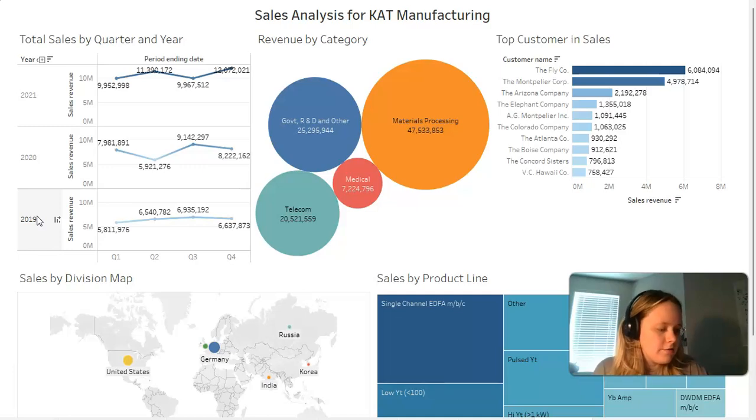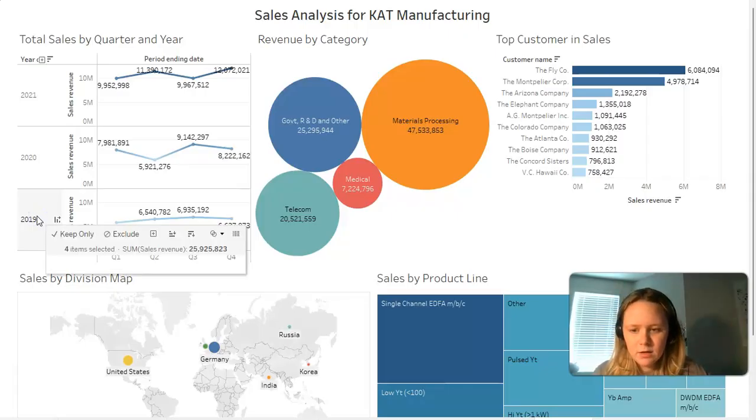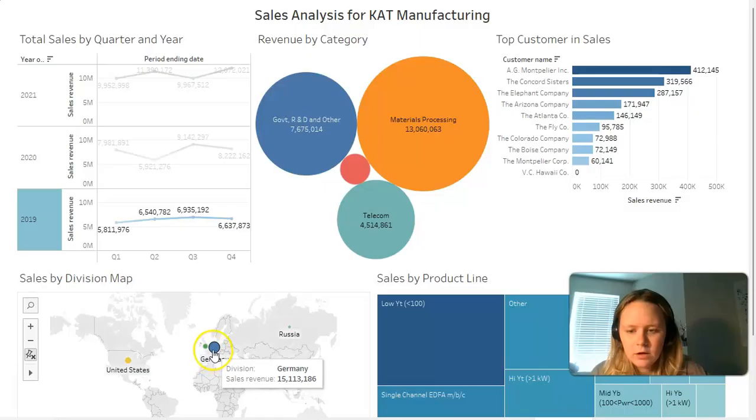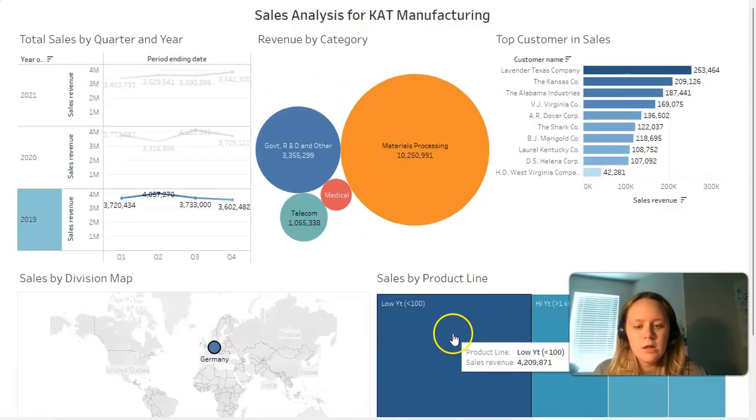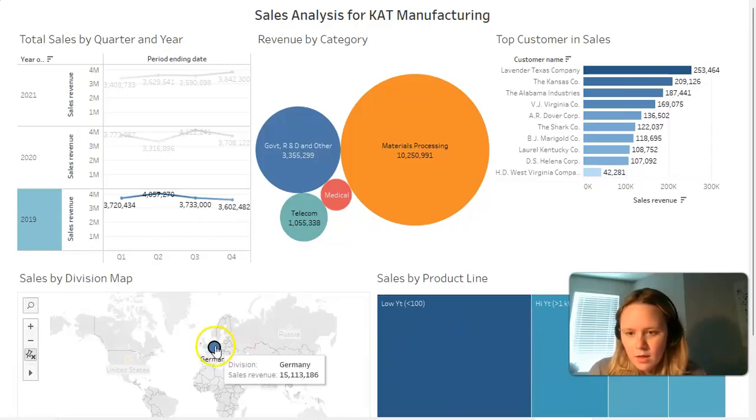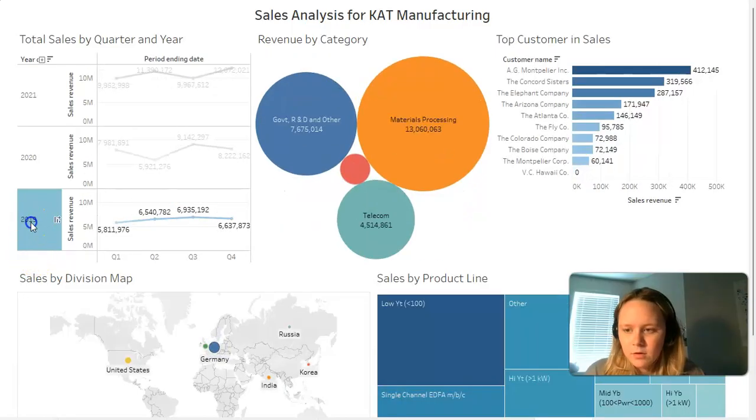Number four, what is the top product line for the Germany division in 2019? So then we navigate back to 2019, and then we go to Germany. And then it shows that the low YT is the highest selling product. And then we deselect those.